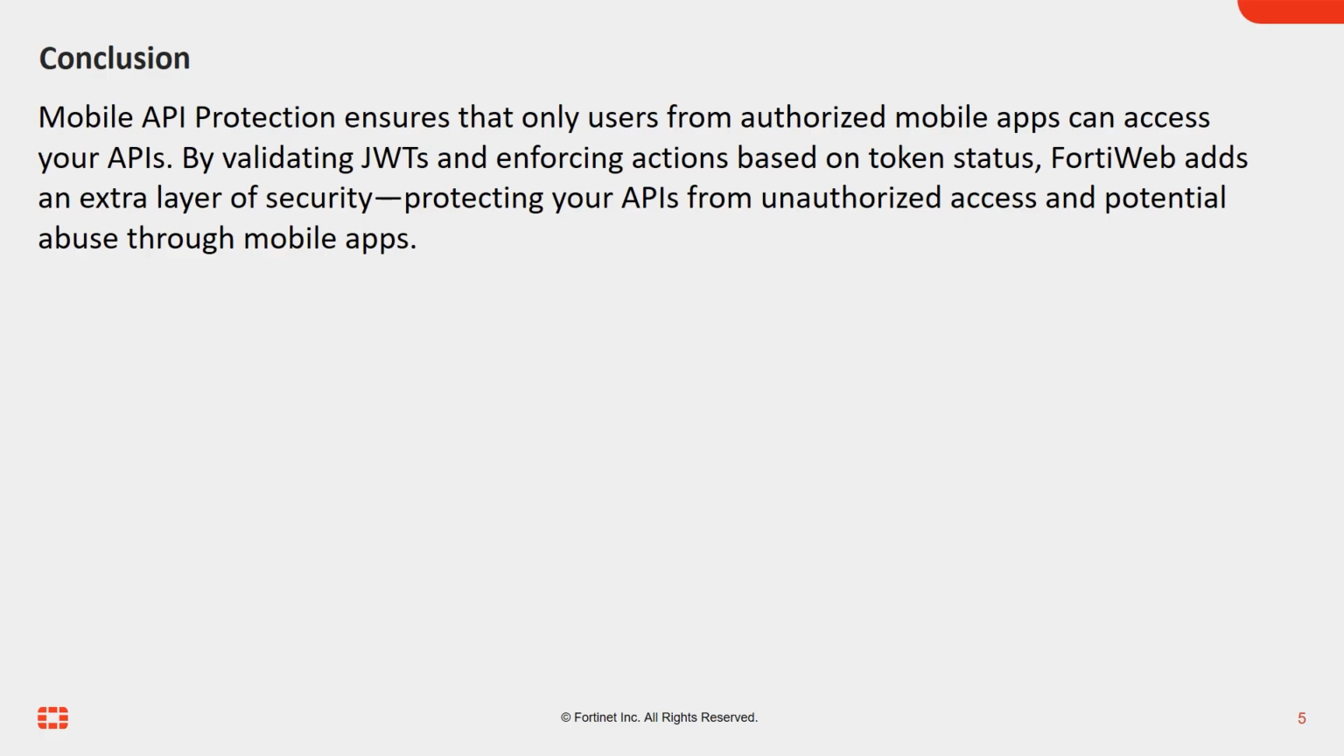By validating JWTs and enforcing actions based on token status, FortiWeb adds an extra layer of security, protecting your APIs from unauthorized access and potential abuse through mobile apps.